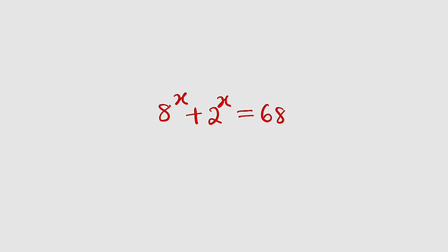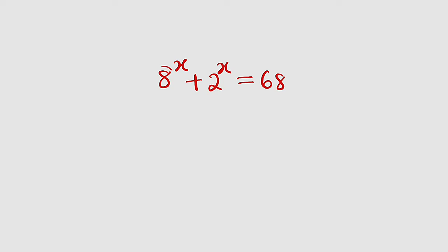Let's get started. The equation is e to the power of x plus 2 to the power of x equal to 68. I used the value of x equal to 2 while forming this equation because you can see e to the power of 2 is 64, 2 to the power of 2 is 4. Once you add this, you get this. Alright, so let's see if we can solve it.